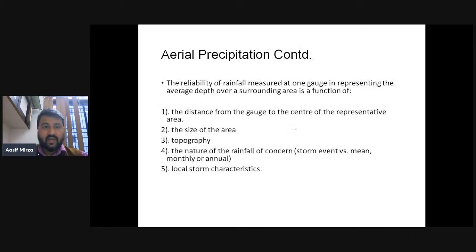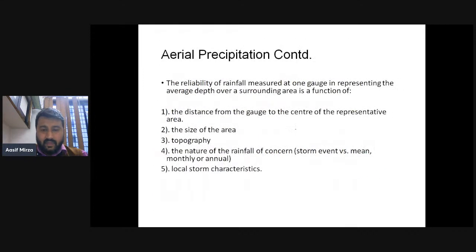Already we have seen the Thiessen method. Now the reliability of rainfall measured at one gauge in representing the average depth over a surrounding area is a function of the distance from the gauge to the center of the representative area, the size of the area, topography, the nature of the rainfall of concern (storm event versus mean monthly or annual), and local storm characteristics.